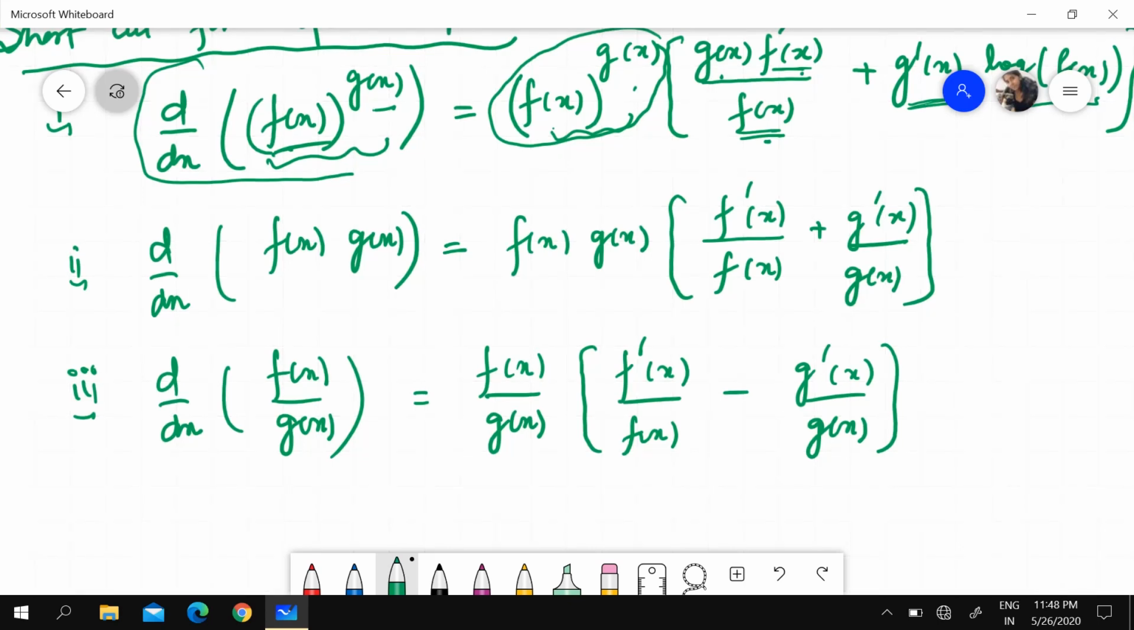If we have the product rule, f(x) into g(x), then the product as it is, derivative of the first function divided by the first function.